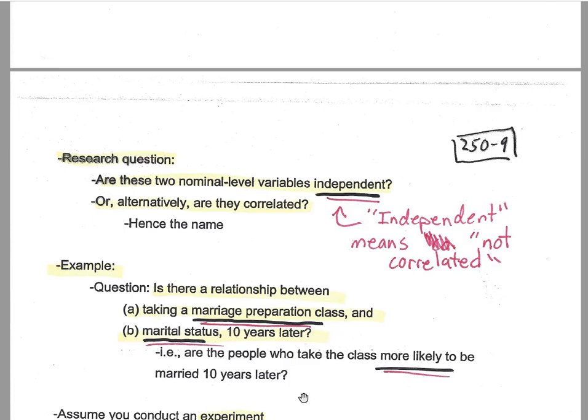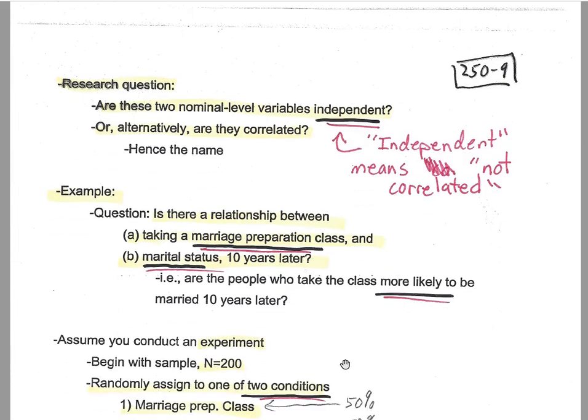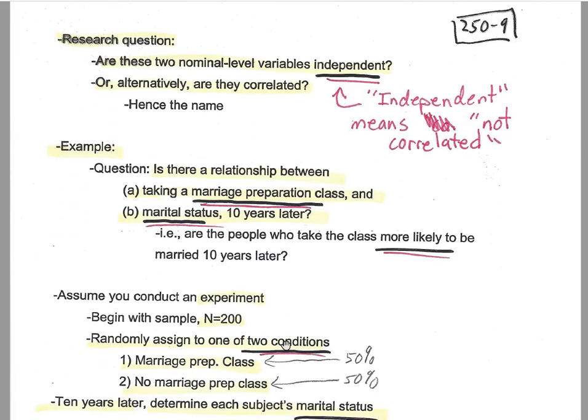In other words, are the people that take the class more likely to still be married 10 years later? We did an experiment to investigate this. We began with a sample of 200 participants, and we randomly assigned the participants to one of two conditions. Half of them were assigned to take the marriage preparation class, and the other half were assigned to not take the marriage preparation class. We kept in touch with the individuals. We looked them up 10 years later.